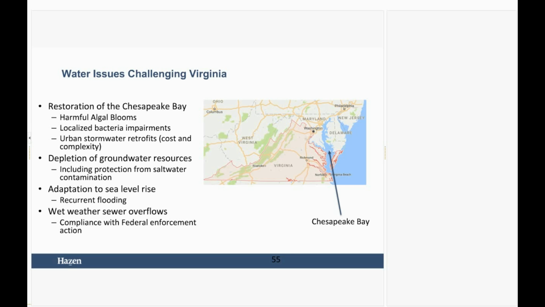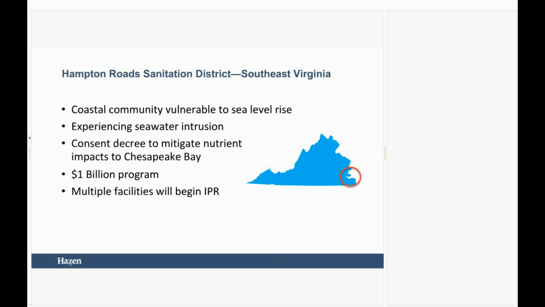The Hampton Roads Sanitation District in southeast Virginia, which is very, very close actually to some of the first British settlements in North America, is a coastal community quite vulnerable to sea level rise. It has seawater intrusion. It has a lot of focus on mitigating nutrient impacts to Chesapeake Bay, and so they're embarking on a $1 billion program in order to improve those conditions.